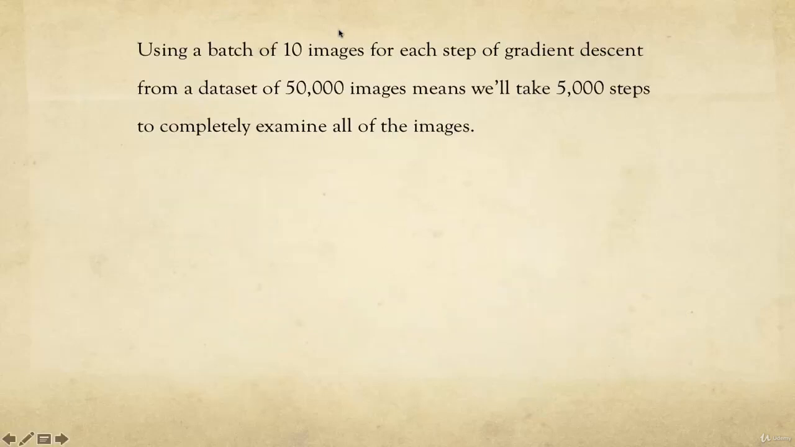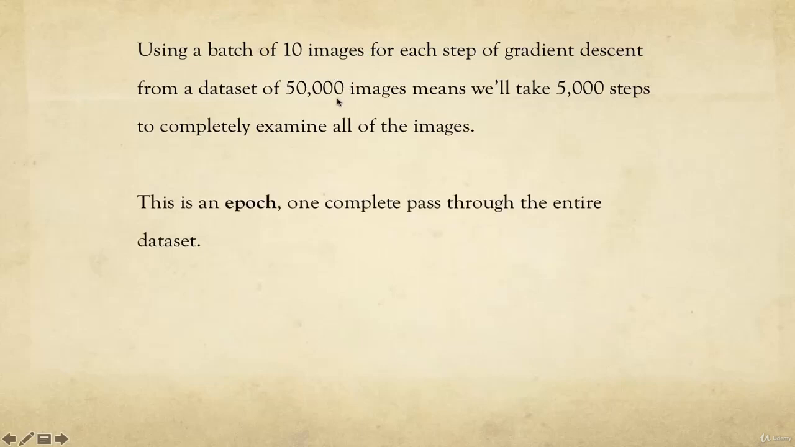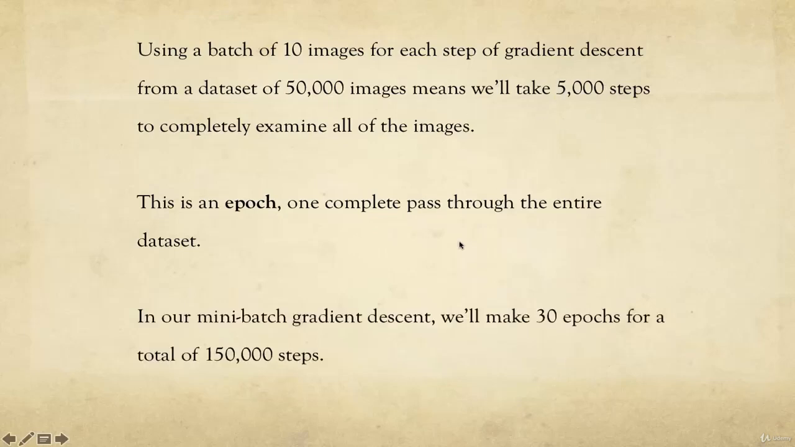So if I use 10 images for each step of gradient descent, that means we can take 5,000 steps if we were to look through this data set once. And that's called an epoch. That means that we do one complete pass through the entire data set. So that's 10 images each step for 5,000 steps. And then it turns out we're going to have to do this 30 more times. In other words, we have to look at these 50,000 images 30 times, each time looking at 10 images. And so we'll take a total of 150,000 steps of gradient descent.